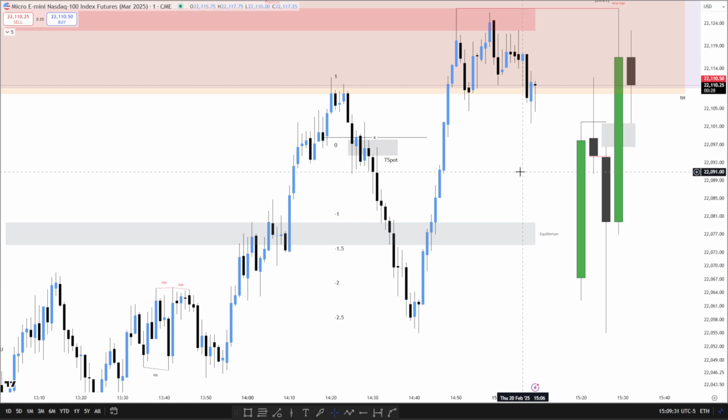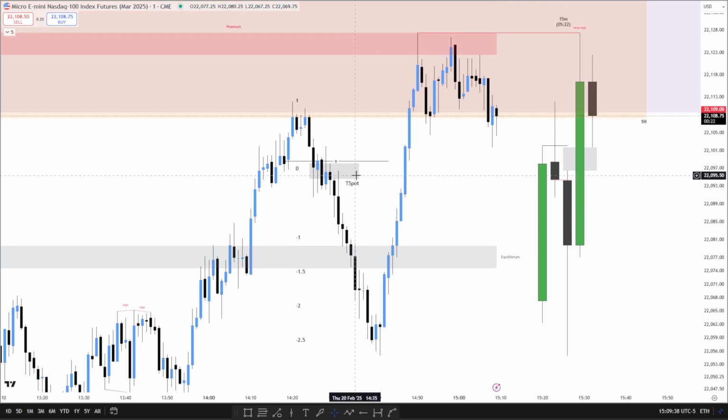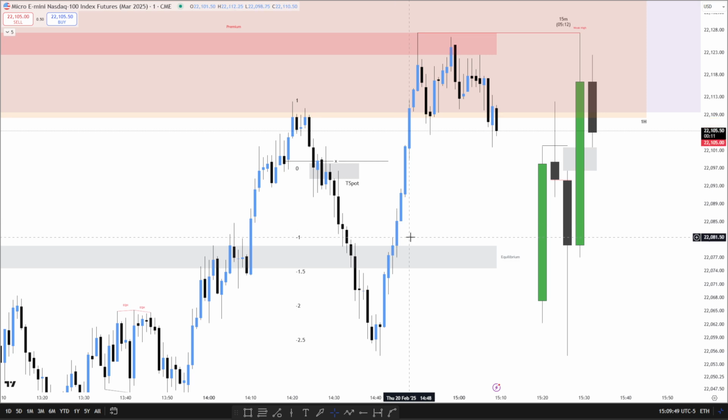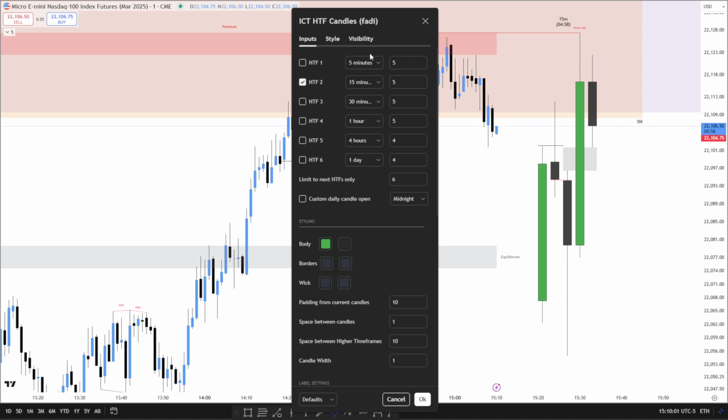But again, if you're looking for the ideal scenario, what you want to do, depending on what time frame you're on, is make sure your time frames align, and there are tons of videos on time frame alignment. I'm not going to go into that now, but since I'm on the 1 minute, I'm looking at the 15-minute candles. And what I'm using for these is the ICT higher time frame candles by Fatty.